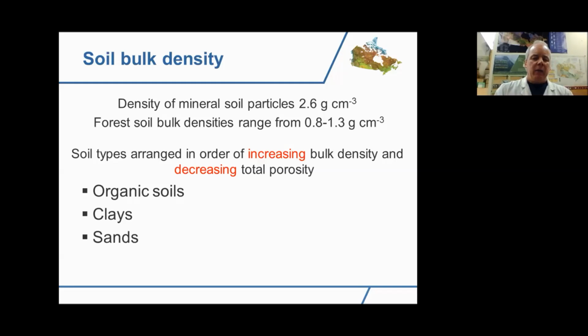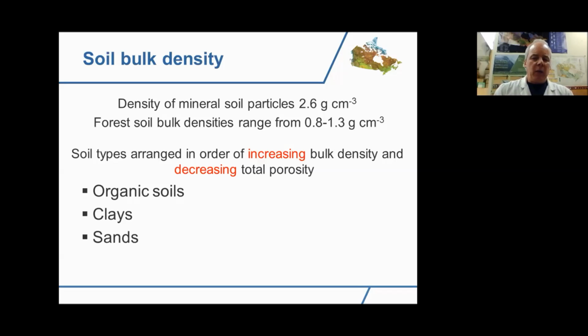So again, you think about the calculations. In this case, we're talking about including the pore space as well. And interestingly enough, since we've been talking about 50% as an average pore space, you can see that 1.3 is exactly 50% of the 2.6 grams per cubic centimeter. That's the density of the mineral soil particles themselves.